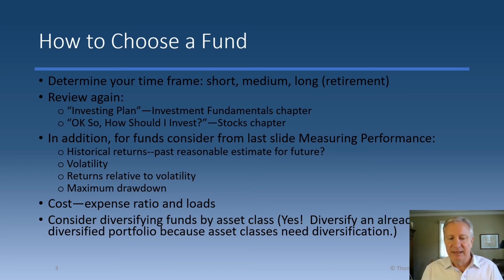In addition, consider the measures on the previous slide: historical returns, volatility, the returns relative to volatility as measured by, for example, the Sharpe ratio, and the maximum drawdown. How much could it be down at any one time in any year? And look at cost, the expense ratio and the loads. All things being equal, for the average investor, lower costs are better.